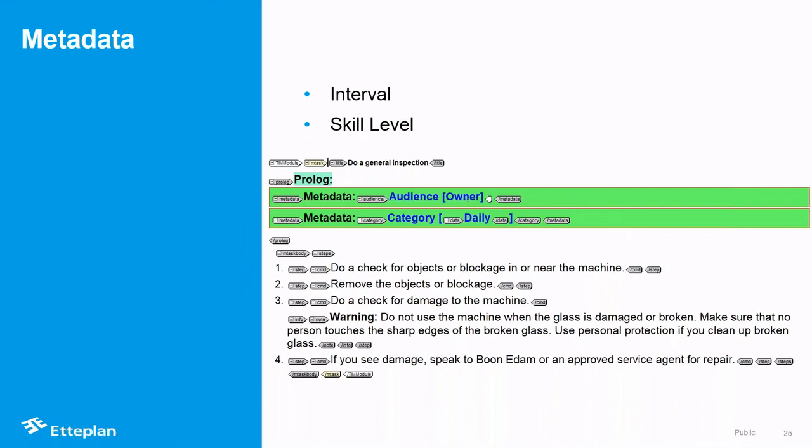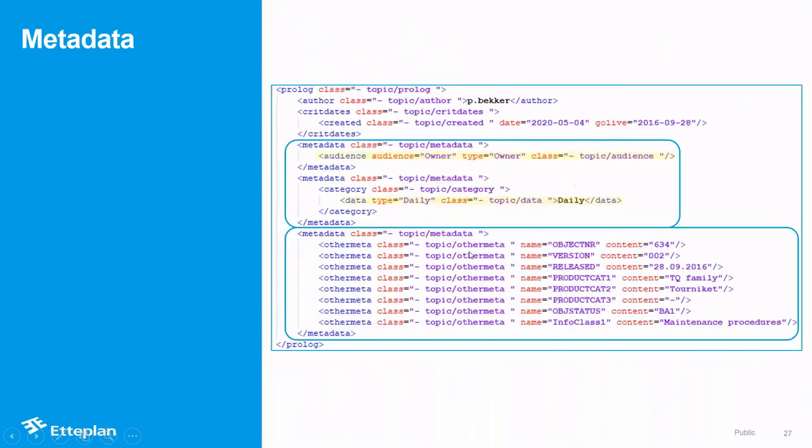And there's another one called category, and I use that to do the interval. And if we look in a bit more detail, there was already a lot of metadata available that is pushed into this content. This is more or less the content that will be published in this portal, this content delivery portal. So I knew already that it was a maintenance procedure that it belonged to a certain product family.